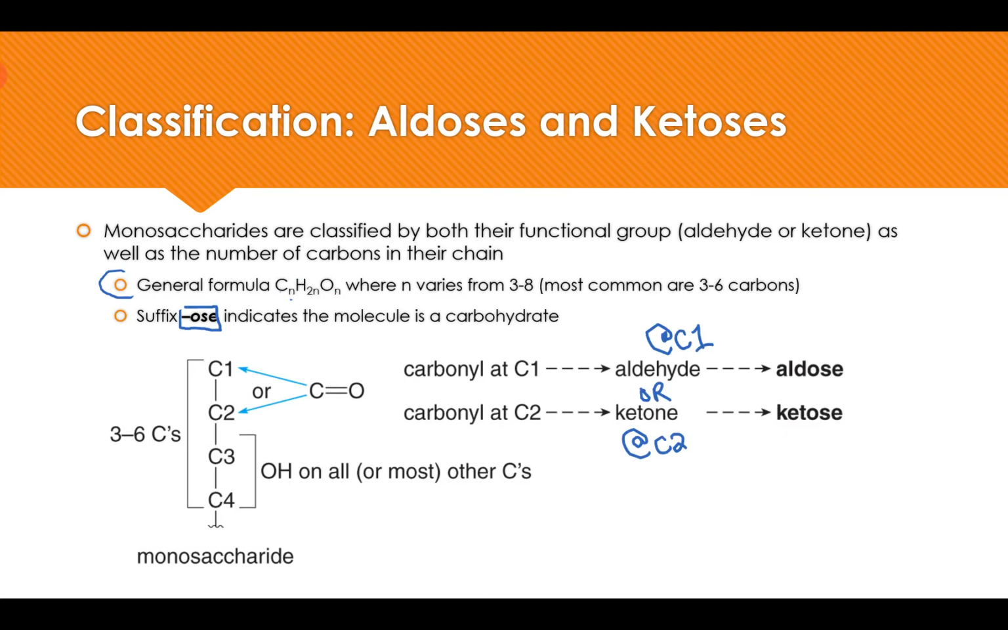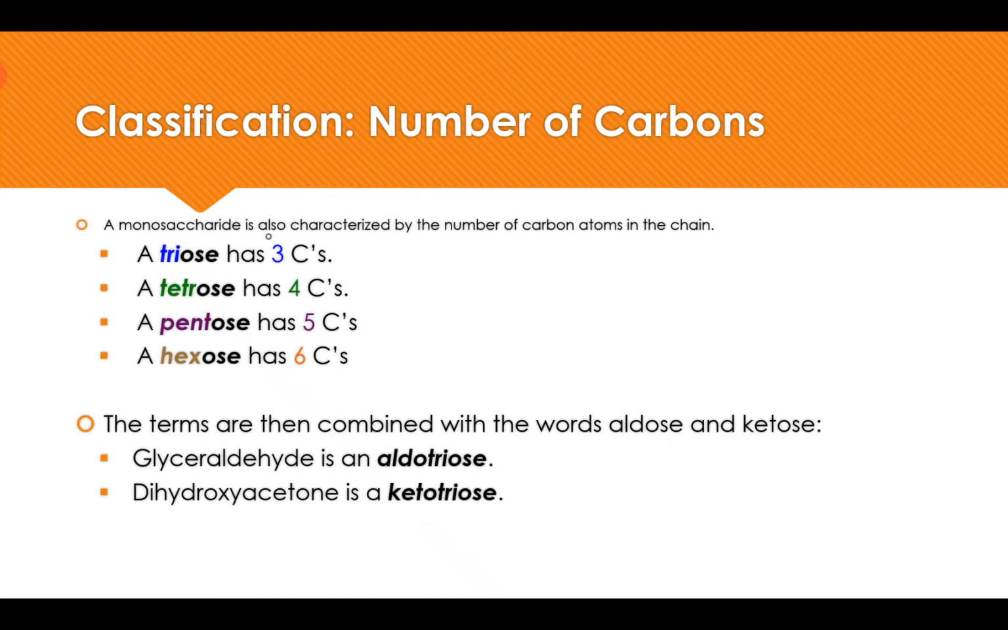So it's called an aldose if it has an aldehyde functional group, and it's called a ketose if it has a ketone functional group. That's how we name it if we're just naming it based on its functional group, but we can also classify it based on how many carbons it has. So if it has 3 carbons, then it would be a prefix of tri, and so that's a triose, meaning 3 carbon sugar. The prefix for 4 is tetra.